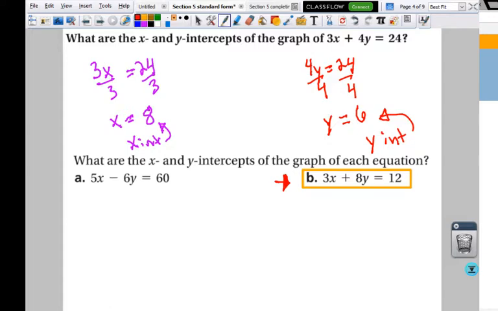Alright, so we're going to start by finding the x-intercept. So what do I need to ignore if I'm going to find the x-intercept? So we're going to go 3y equals 12. Or excuse me, 3x equals 12. And solve for x.